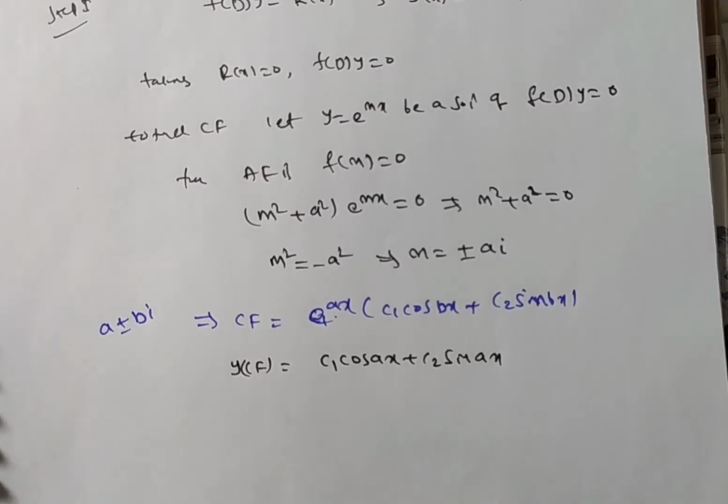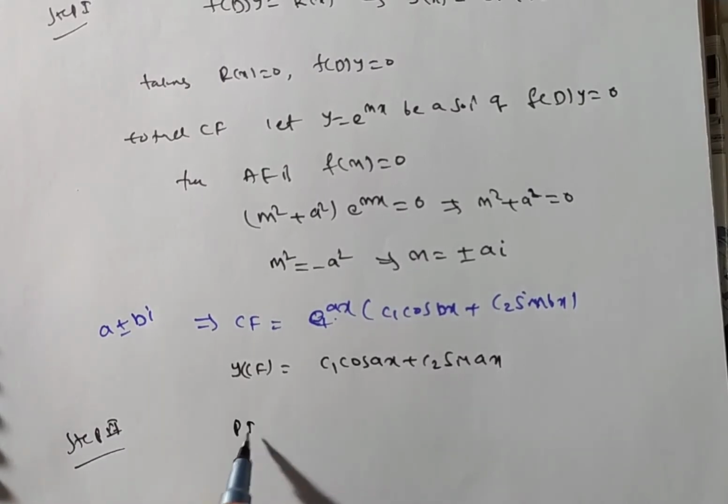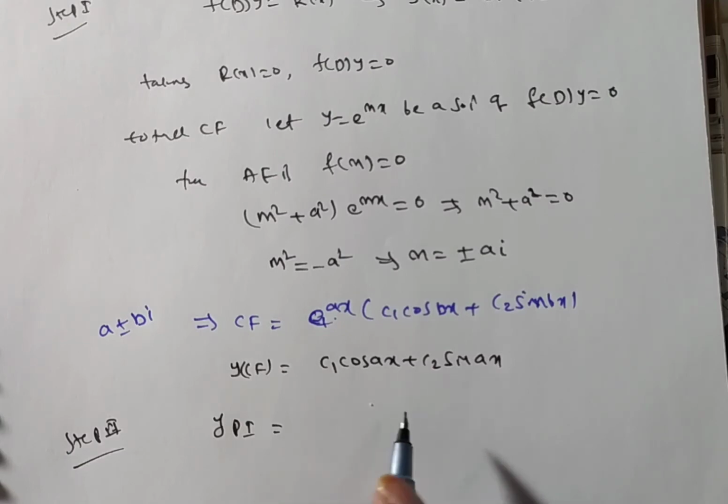Now step 2. What is step 2? In step 2 we need to find the PI. So friends, in the particular integral we can write the PI directly based on the CF.